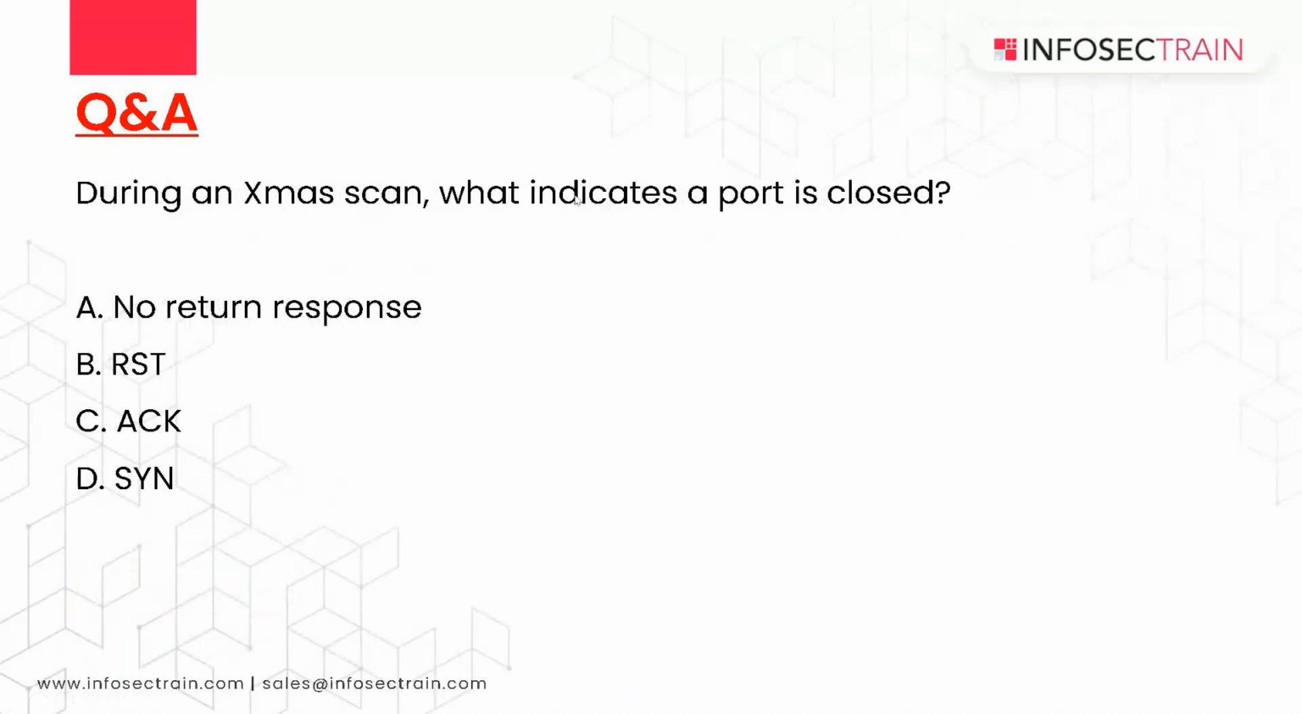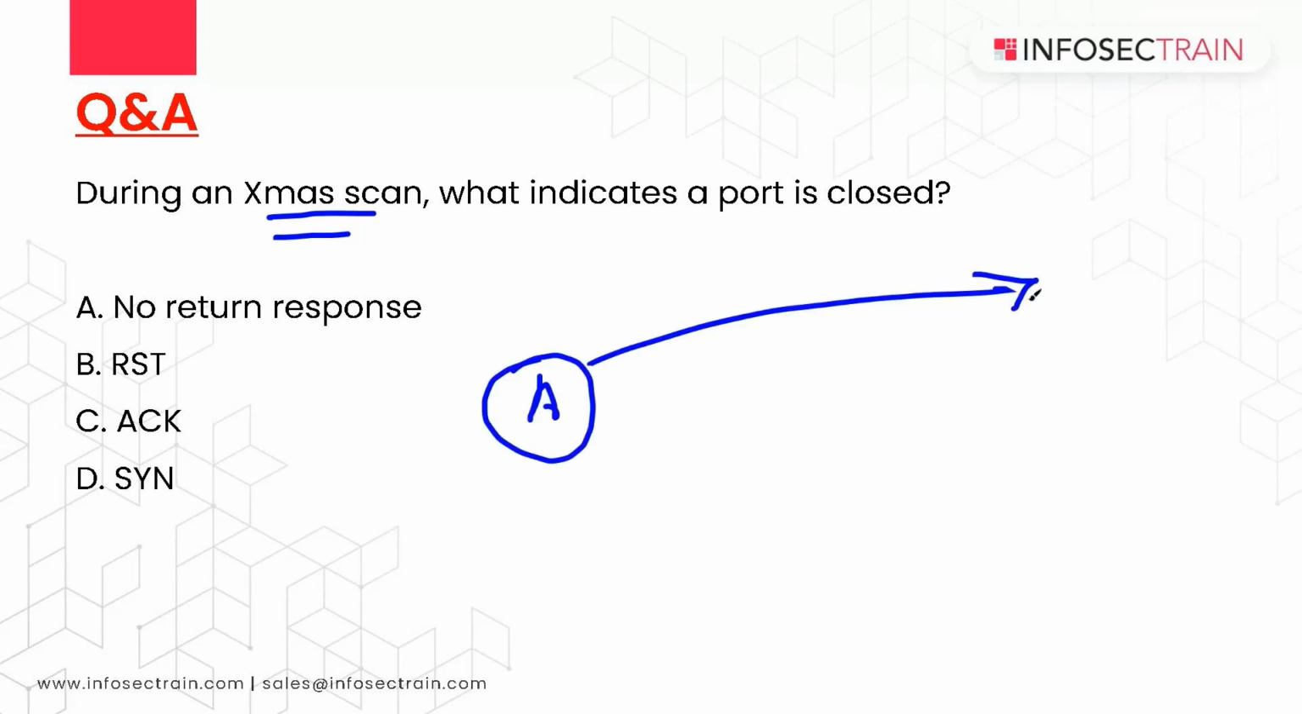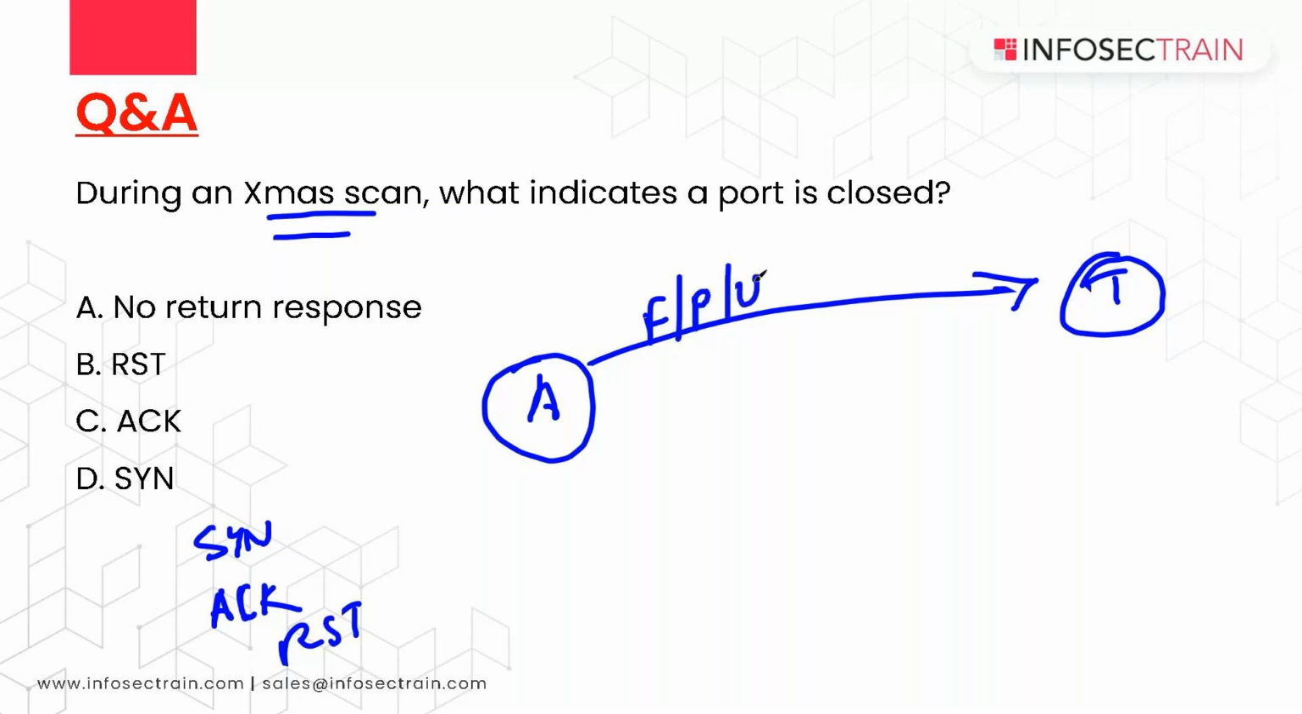What about this one? So guys, when we are talking about the Xmas scan, the attacker sends three flags together in one packet to the victim. Instead of sending SYN, ACK, or RST, he sends FIN, PSH, and URG. He sends a packet which has three flags.